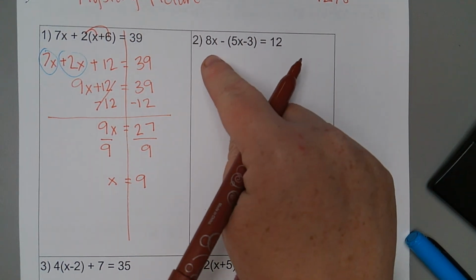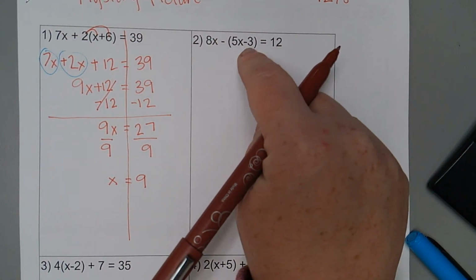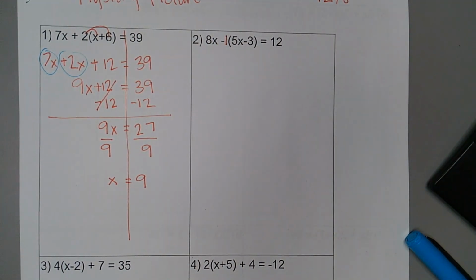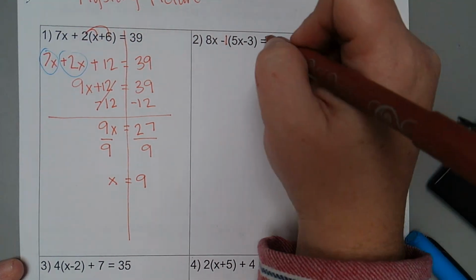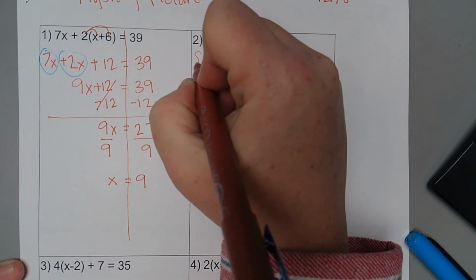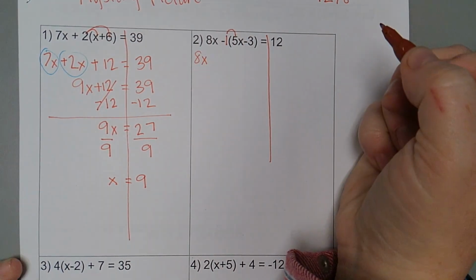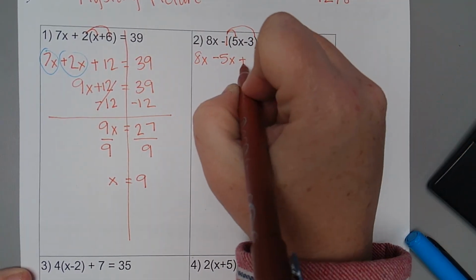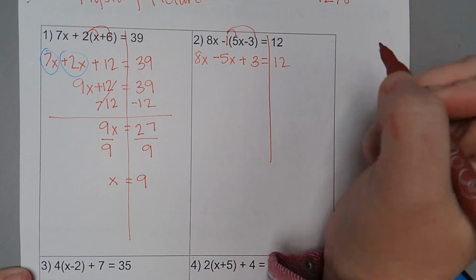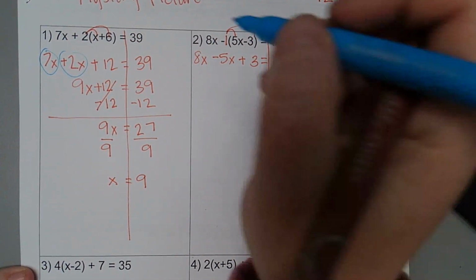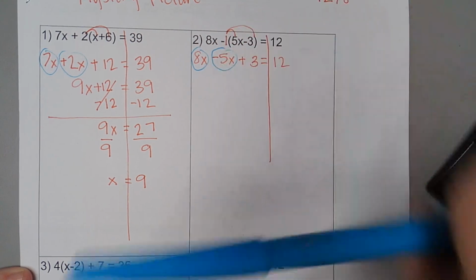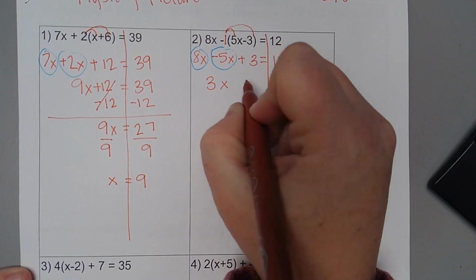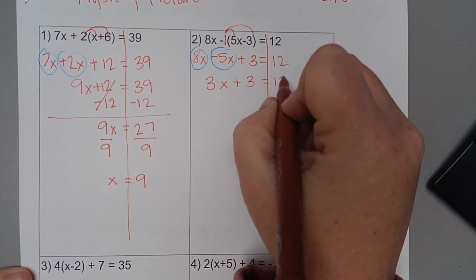Number 2, 8x minus the sum of 5x minus 3. So we have that parenthesis and we have no number, so it is a 1. So we need to distribute our negative 1. Bring down my 8x. Negative 1 times 5x is negative 5x. Negative 1 times negative 3 is a positive 3. And it all equals 12. We have 8x. We have negative 5x. Combining our like terms, 8 minus 5 is 3. So we have 3x plus 3 equals 12.